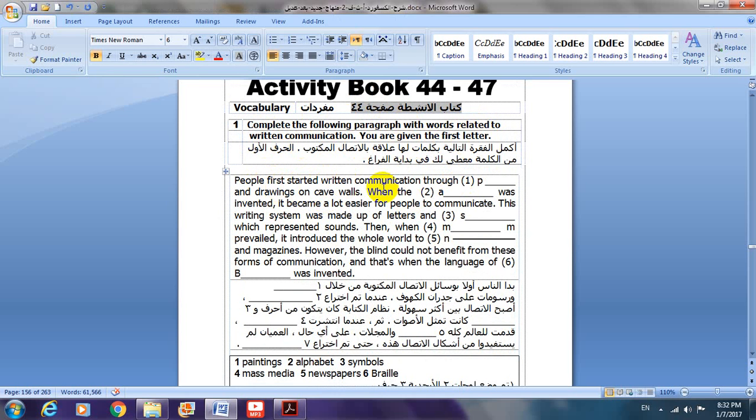People first started written communication through paintings and drawings on cave walls. When the alphabet was invented, it became a lot easier for people to communicate. This writing system was made up of letters and symbols which represented sound. Then, when mass media was invented, it introduced the whole world to newspapers and magazines. However, the blind could not benefit from these. Braille was invented.